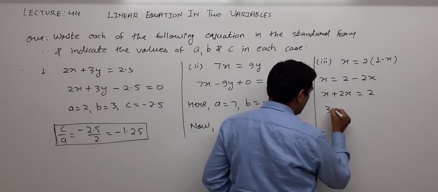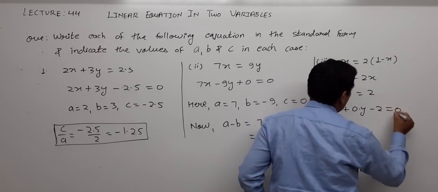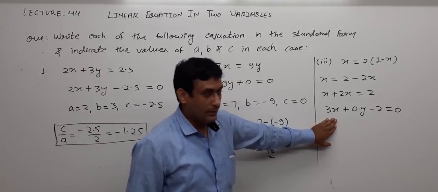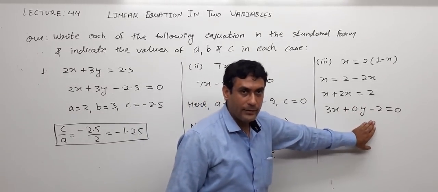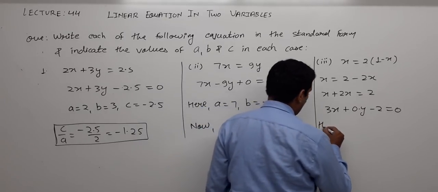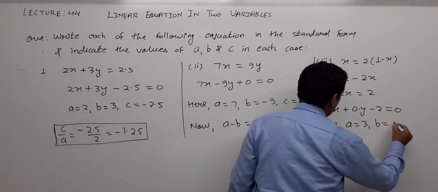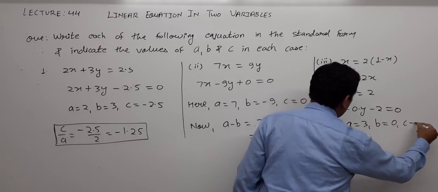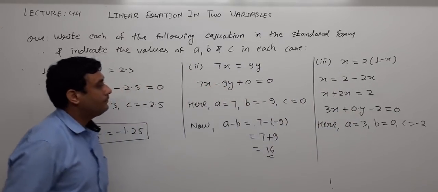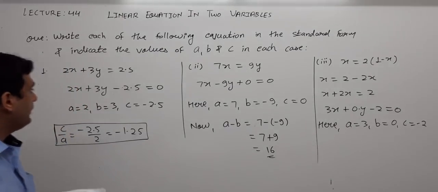So here I will get 3x plus 0y minus 2 is equal to 0. This is a standard form: term containing x, term containing y, and then the constant term is equal to 0. So here I can say a is equal to 3, b is equal to 0, and c is equal to minus 2. Okay, please note it down.